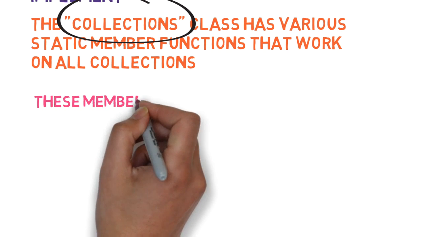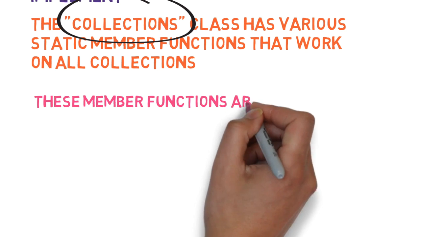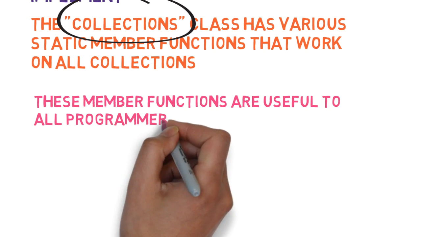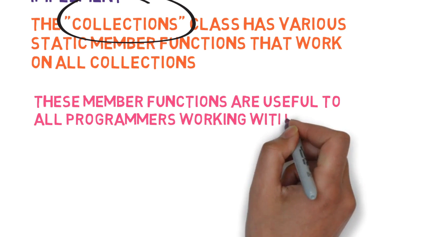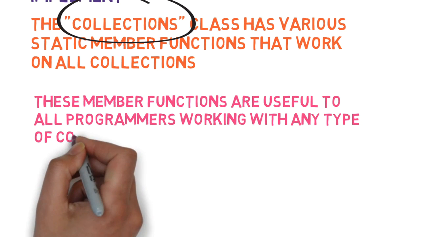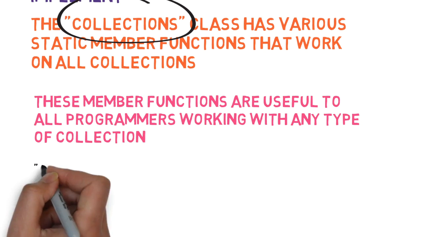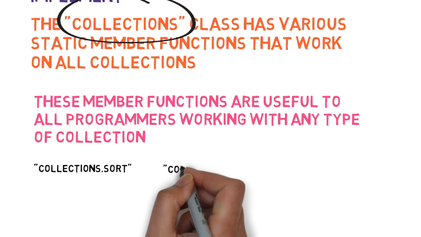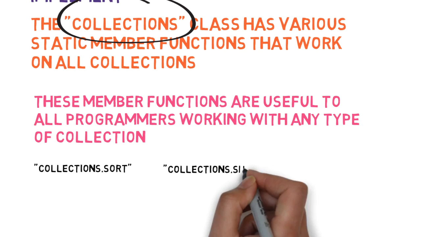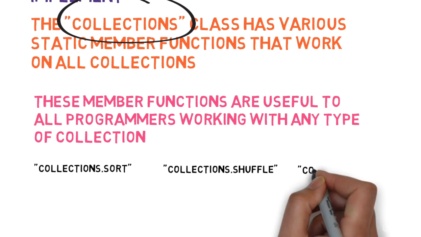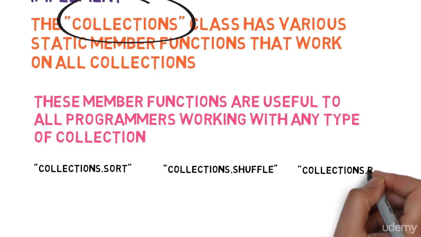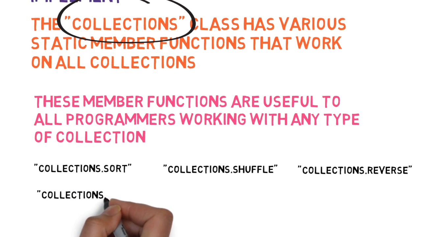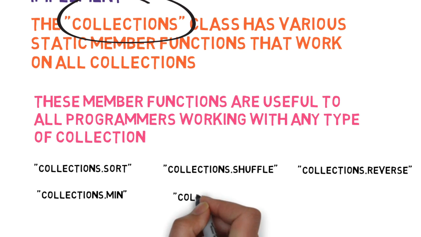Now, what are the interesting utility methods that the Collections class offers us? There are a whole host of them, useful to all programmers working with any type of collection. Generally, before you write something yourself, you should check whether the Collections class actually offers you a way to do this. Examples are Collections.sort, Collections.shuffle, basically just randomize the elements in a collection, Collections.reverse, if you just want to reverse the order of a list, for example, Collections.min, find the minimum element in the collection where you can define what minimum is.